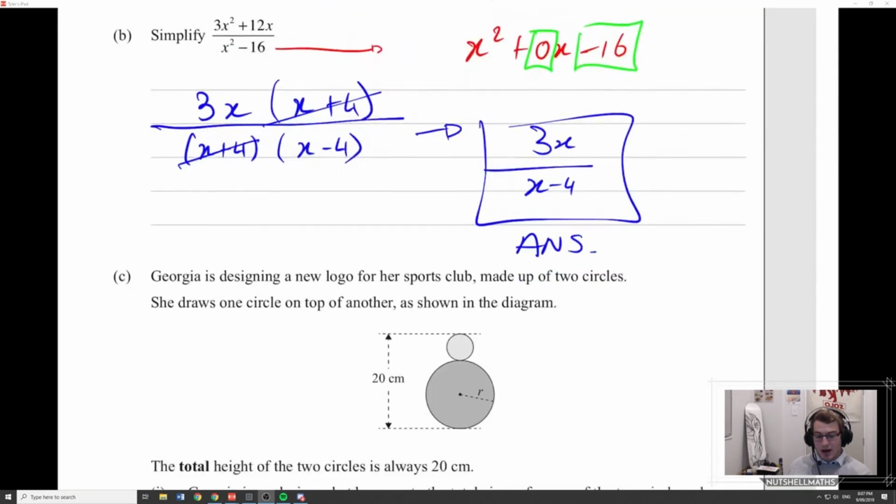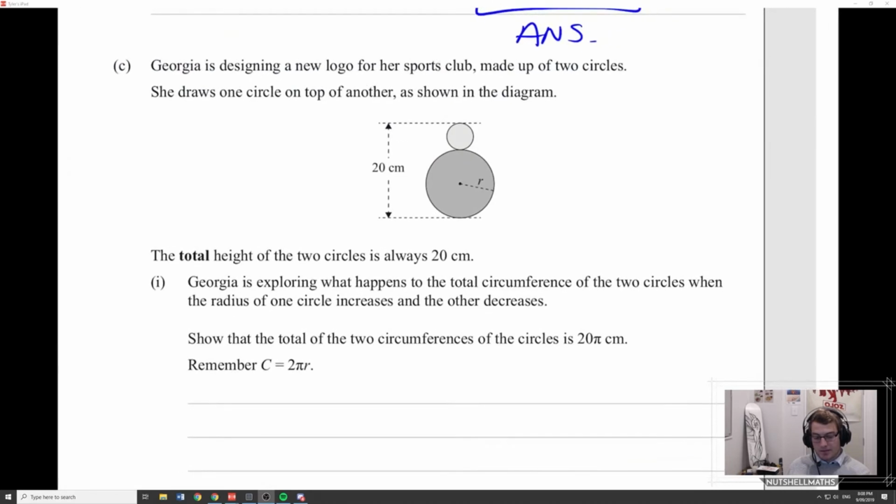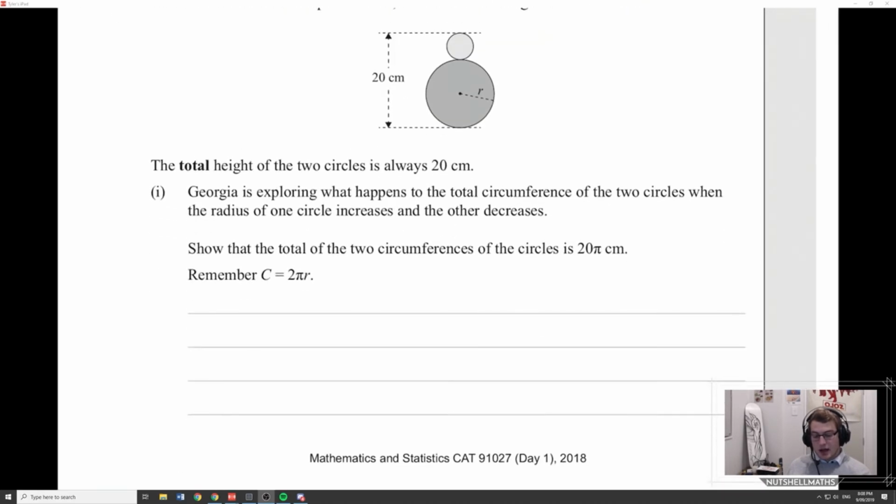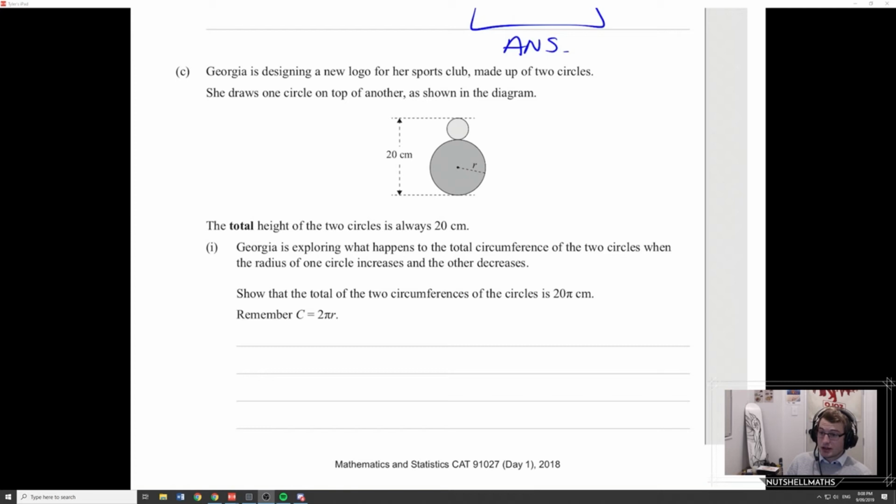Okay. Right. Let's have a look at this question here and see if we can do it. It looks harder than it is because there's lots of words. Right? Let's go. So George has designed a new logo for a sports club made up of two circles. She draws one circle on top of another as shown in the diagram. The total height of the two circles is always 20 centimeters. No matter what. So as those two circles change, one gets bigger, one gets smaller. Right? They have to.